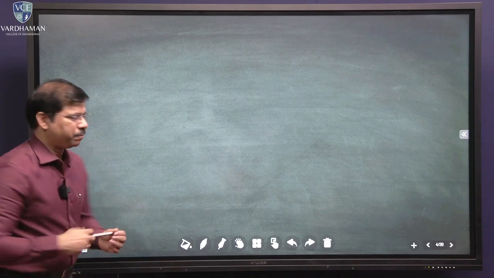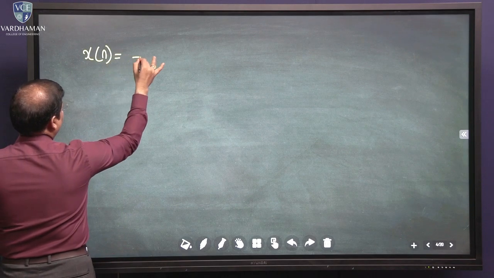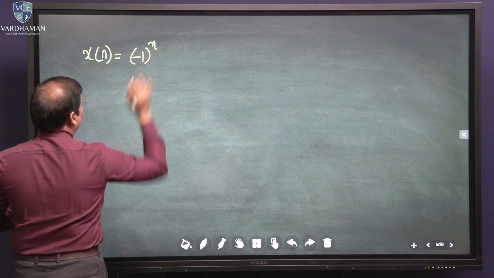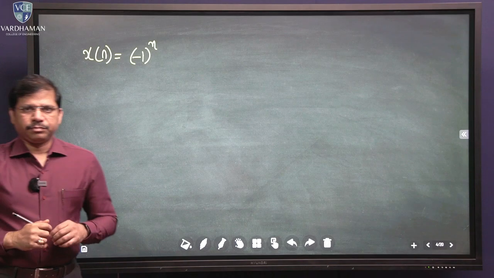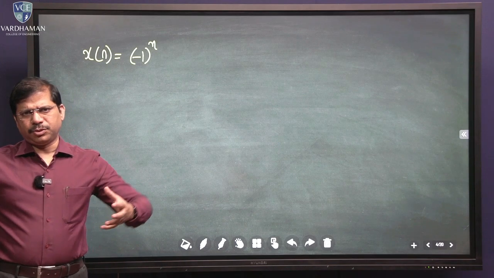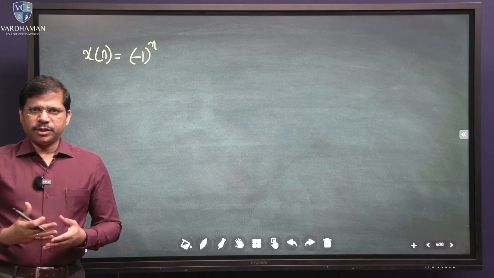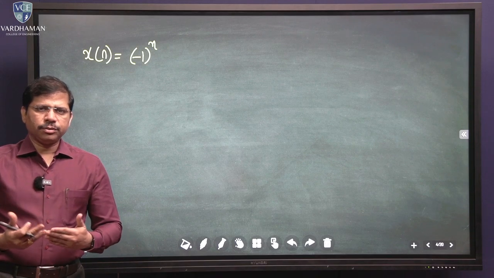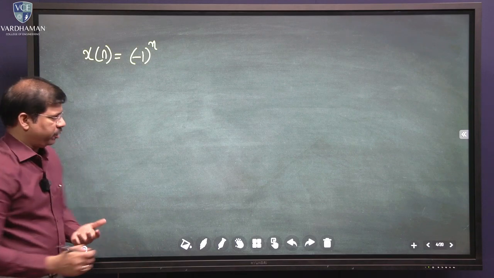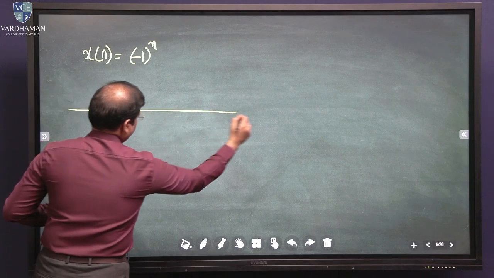How do I do that? You look at this, x of n equal to minus 1 whole power n. There are many ways to do this. Either you can plot it, or otherwise you substitute n values and do it. Let us see both the ways. Now let us plot this signal.